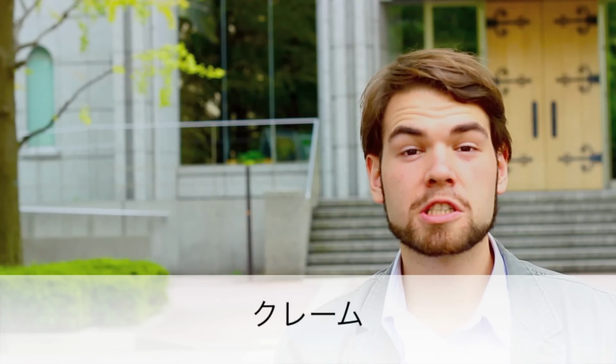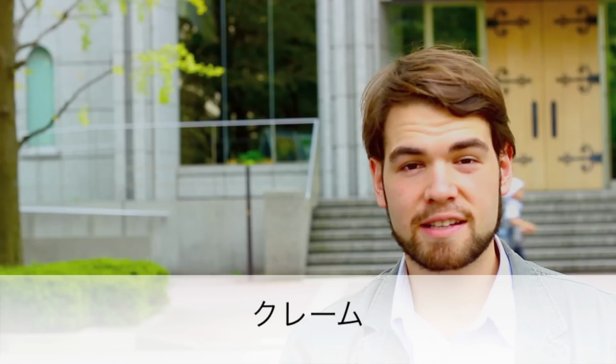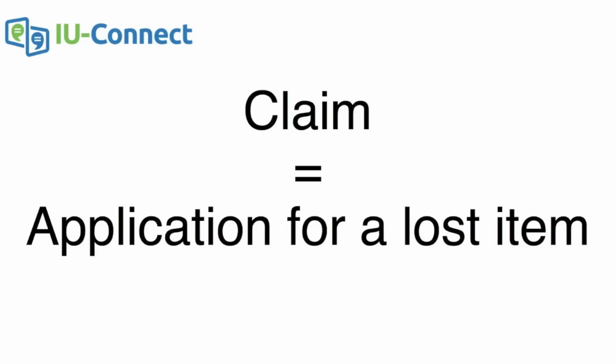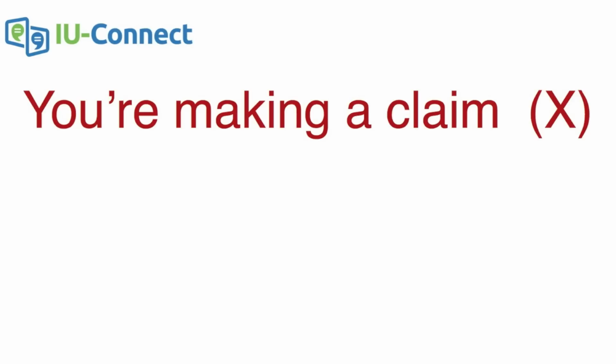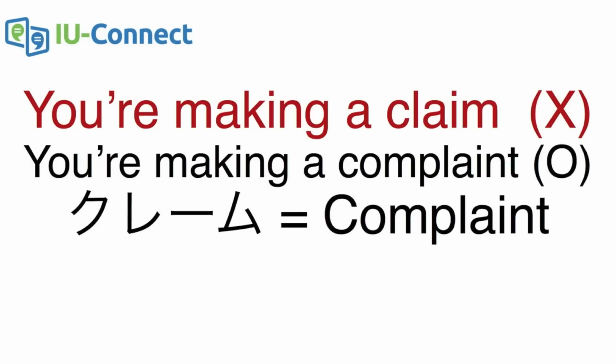The next word is クレーム. This word クレーム comes from the English word claim, but you can't say claim in English. A claim means you are putting in an application for a lost item. Instead of saying you are making a claim, we say you're making a complaint. クレーム is complaint.